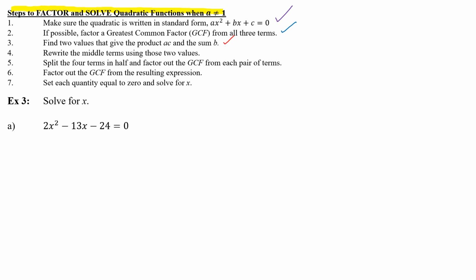Now, 3 is where we need to pay a little bit of attention. 3 says, find two values that give the product AC and the sum B. So this is somewhat similar to before, except before the product was just C. Now we're looking at AC. In this case, A is 2, and C is negative 24. So we want two numbers that give you the product of 2 times negative 24, which is negative 48. And then when you add them, give you the sum of B. In this case, B is negative 13.